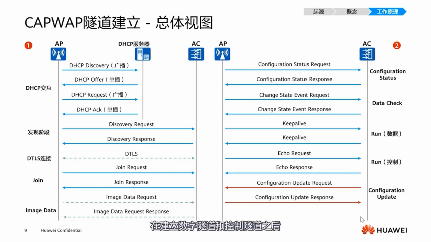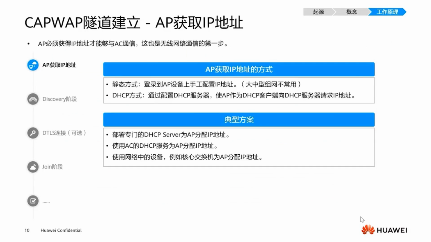After establishing the data and control tunnels, it's time to move into the configuration update phase. This configuration update request, as we mentioned earlier, records the inconsistent conclusions. The two configurations are different. Here, the AC sends the configuration to the AP, and the AP can update its configuration. This is the overall process of establishing the tunnel. That was the overview. Now let's look in detail at each stage specifically.